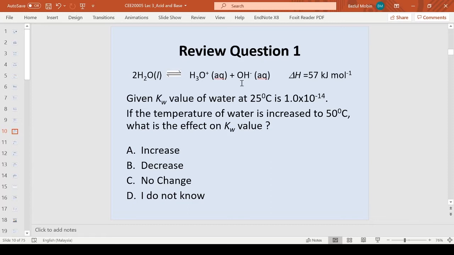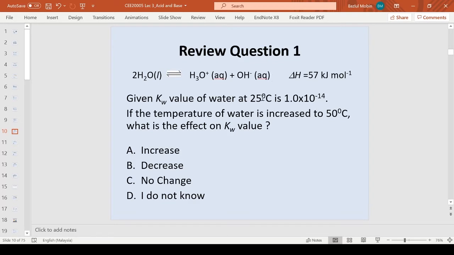Now one review question says that the Kw value of water at 25 degrees centigrade is 1 × 10⁻14. If the temperature of water is increased to 50 degrees centigrade, what is the effect on the Kw value? From this equation we see that two water molecules produce hydronium ion and hydroxyl ion, as we have seen before, and the enthalpy is 50 kilojoules per mole. That means we have to provide 50 kilojoules of heat for this reaction to happen.